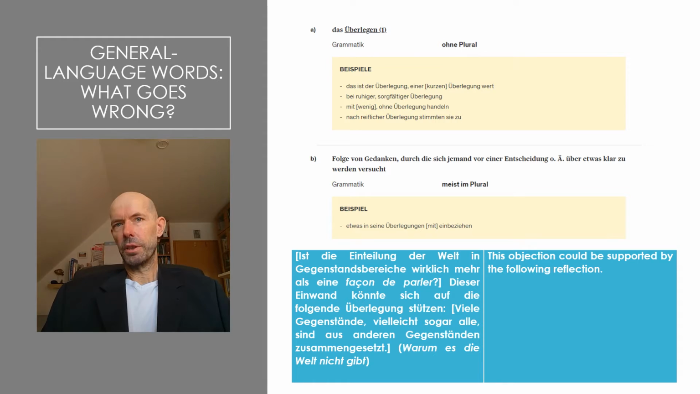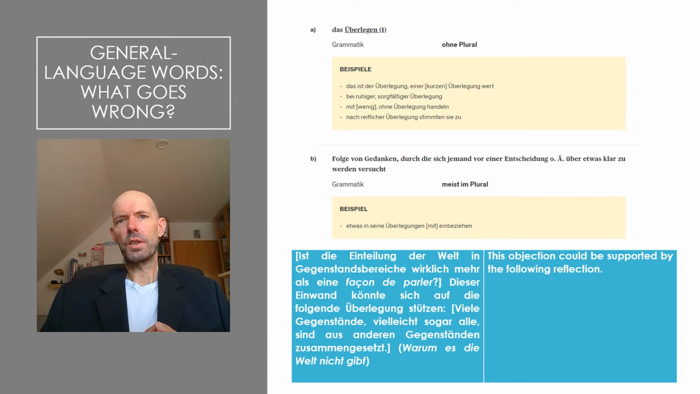The first sense of Überlegung given in the Duden is the act of thinking, das Überlegen, as we can see here. But this sense is almost non-existent in academic text. Rather, the noun is predominantly used to denote thoughts or ideas. The Duden defines this as its second sense, Folge von Gedanken, durch die sich jemand vor einer Entscheidung oder Ähnliches über etwas klar zu werden versucht. But clearly its use in academic text doesn't necessarily presuppose stock-taking before a decision, and it sort of straddles the boundary between the two meanings given in the Duden, as we'll see in a moment.